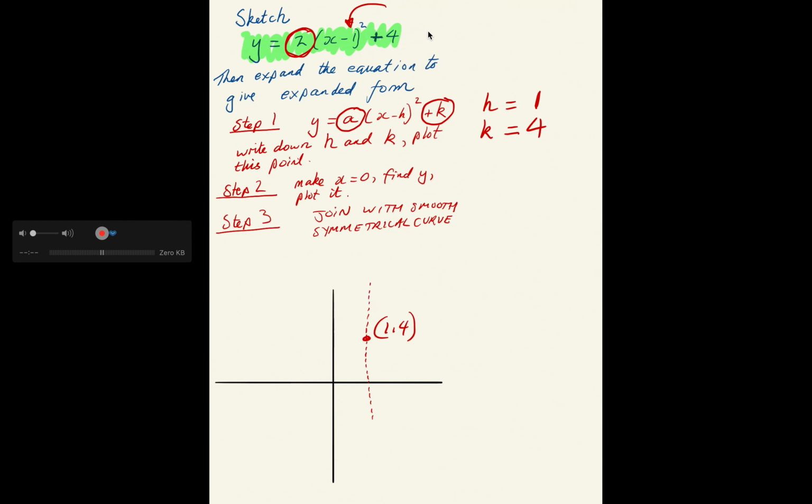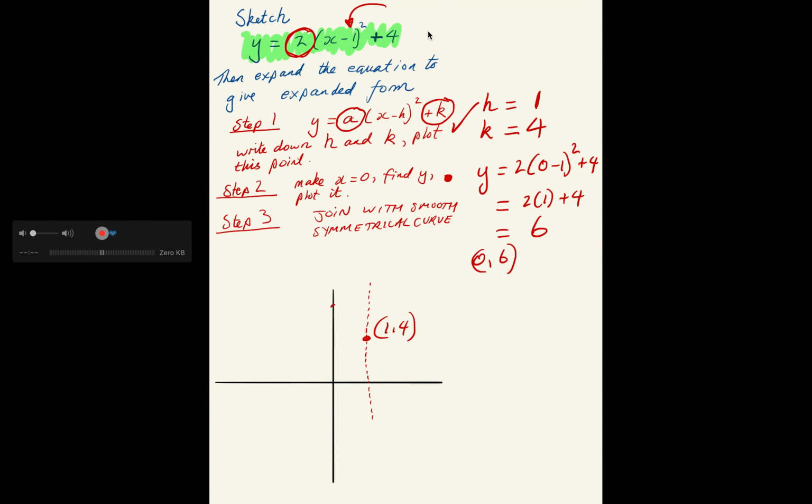But let's go through step 2. Step 1's done. Step 2, make x equals 0 and find y. Okay, so y equals 2 times (0 minus 1) squared plus 4. So we just find another point on this parabola, we plot it, and then we make sure that the curve goes through that point. So 0 subtract 1 is negative 1, square it is positive 1, so it's 2 times positive 1 plus 4, which is 6. So the point plotted is 0, 6.